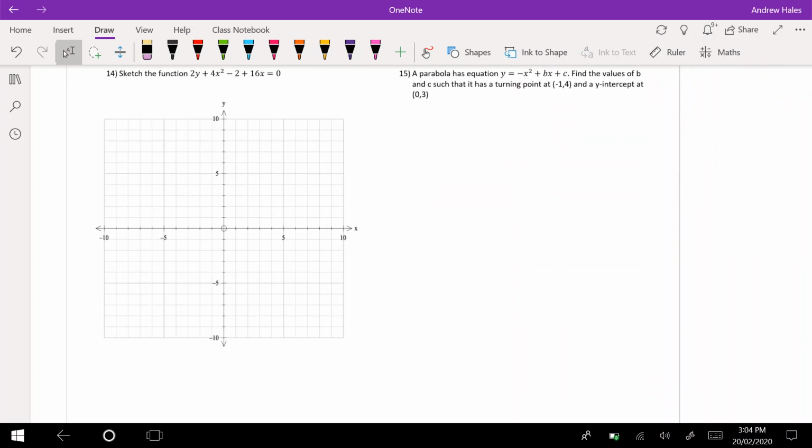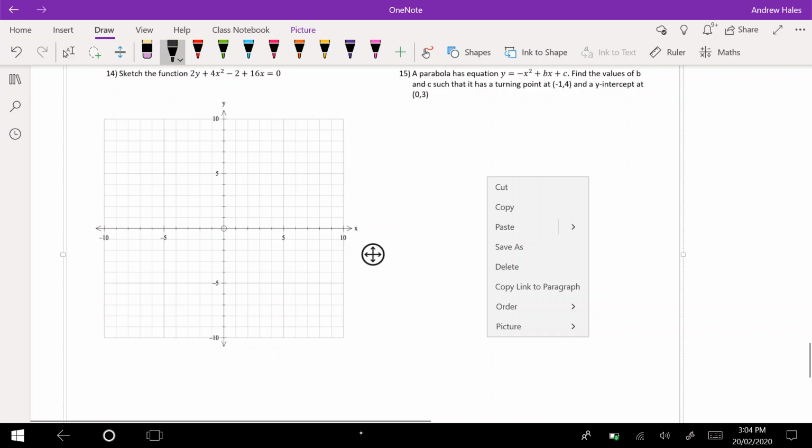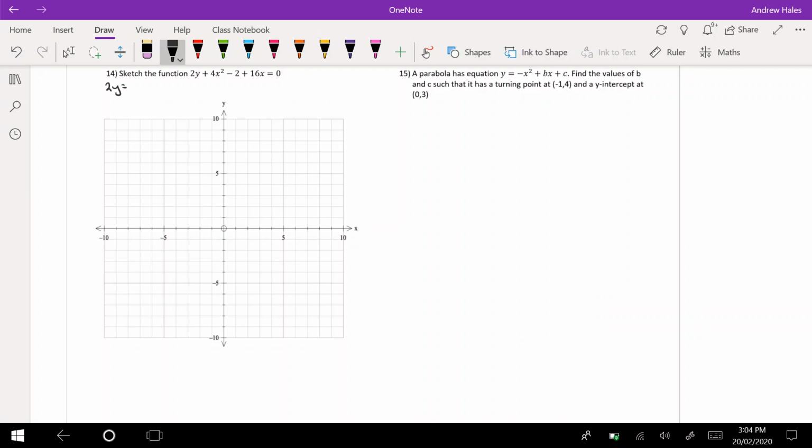Again, another sketching one. We don't have it in the form that we want, so first we need to try and rearrange it so that we like the form and we can deal with it in the way that we like to see fit. So I'm going to take away that x squared across, take away the 2 across, take away the 16x across. 2y is equal to negative 4x squared, take 16x, plus 2. Notice how I've swapped all the signs as I've gone across the equal sign. That's going to be important.